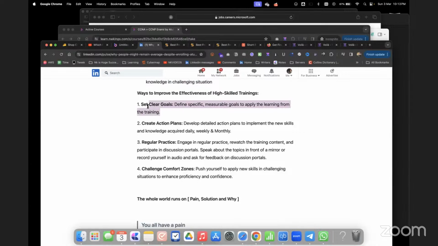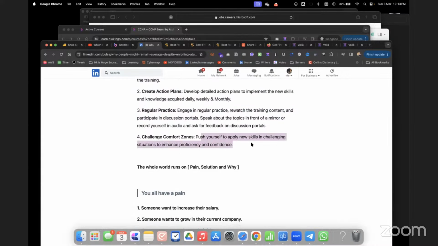Set clear goals. Create an action plan: I have to learn these topics this week, these topics this month. After completion of courses, keep learning again and again. Regular practice is required. Challenge your comfort zone again and again. These are the things.